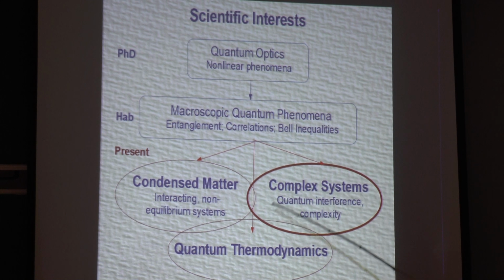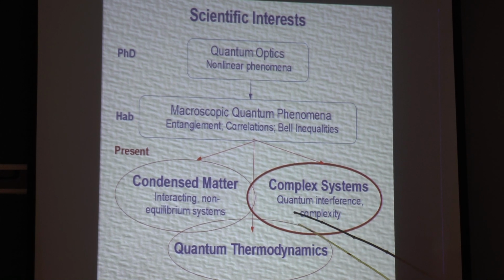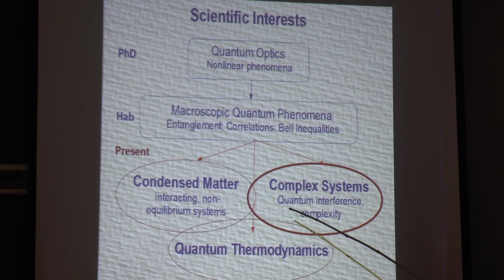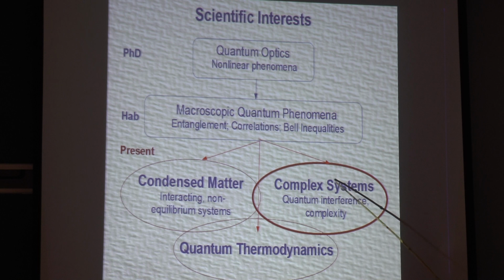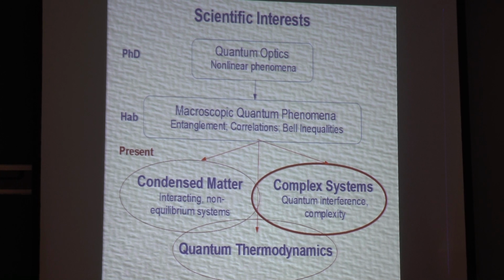And these three topics are the topics which I started after I finished my habilitation work. I started working on them this year. This topic, complex systems, is related directly with quantum walks, and I will present it today. And the other two topics are condensed matter. This is related to polar atomic Bose-Einstein condensate and quantum thermodynamics. This is the most recent scientific interest of mine.